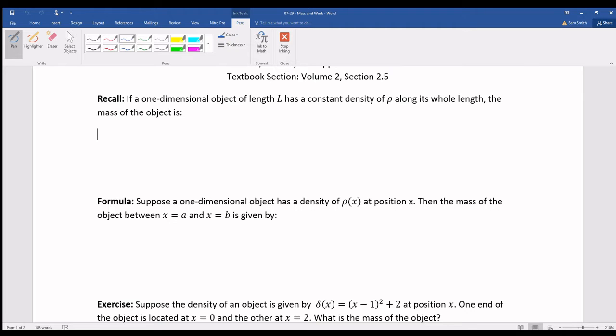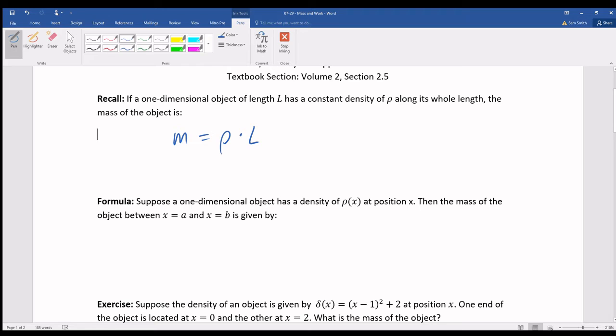So, if you have a one-dimensional object of length L, and along the entire object, the density is a constant value, let's call it the Greek letter rho, then how can you find the mass of the object? You can take the length of the object and multiply it by the density. If you have a constant density, the mass is just density times length. Very simple calculation.